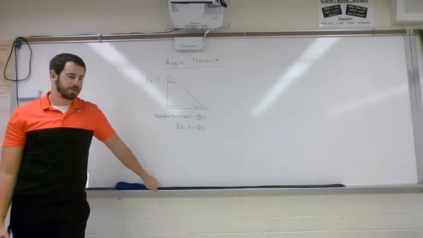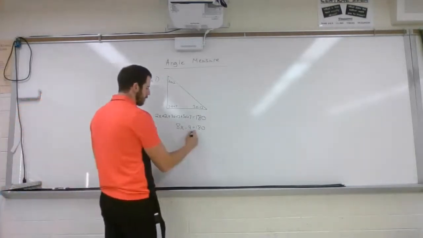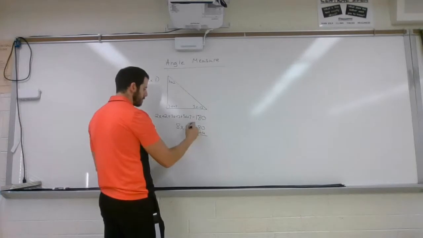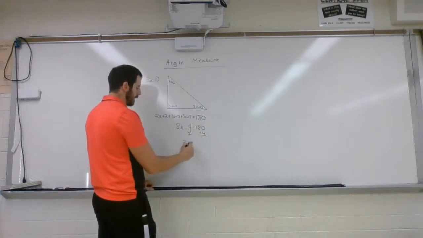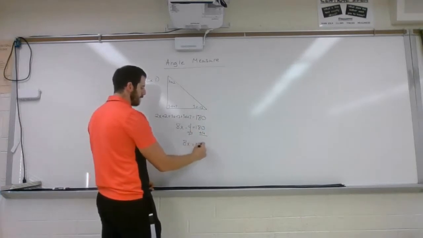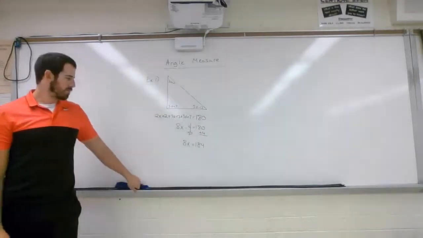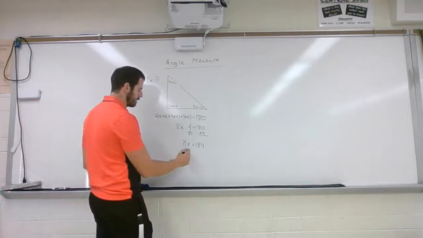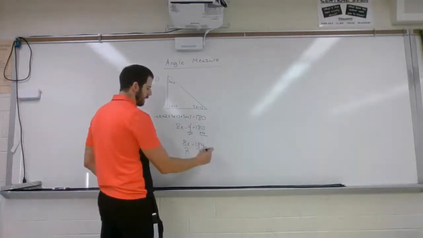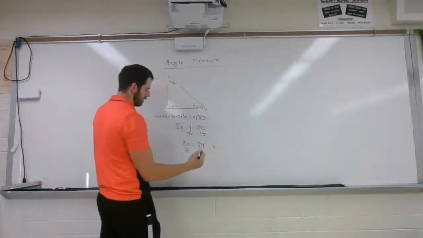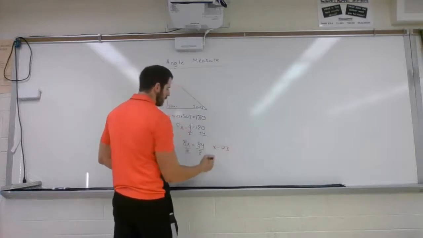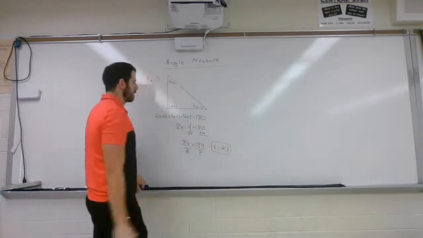And then we just have a two-step equation. Add your 4 to both sides. They cancel here. We get 8x equals 184. And then we divide by 8. And I get x equals 23.